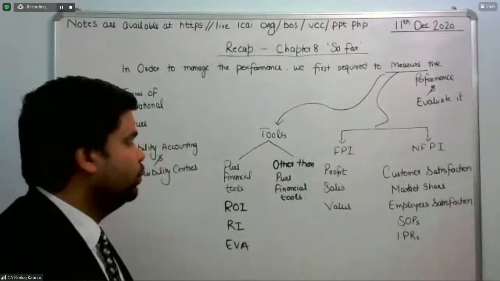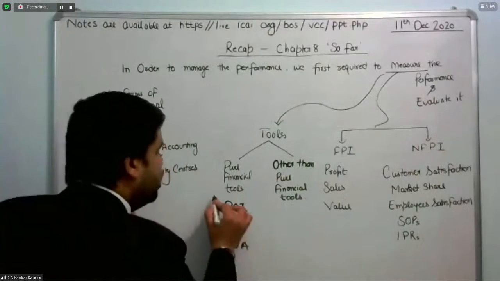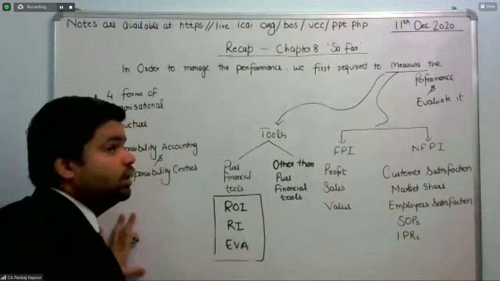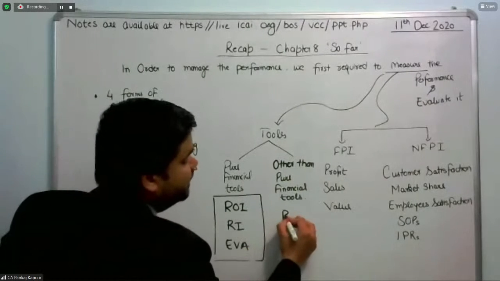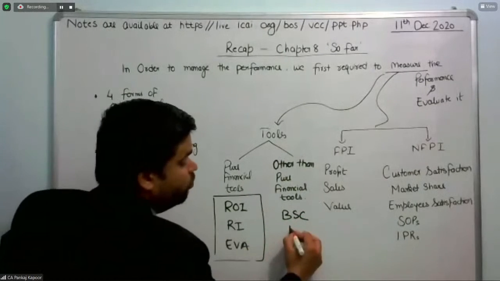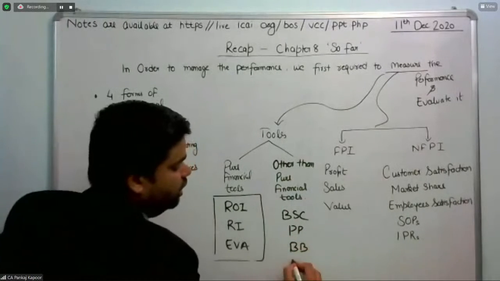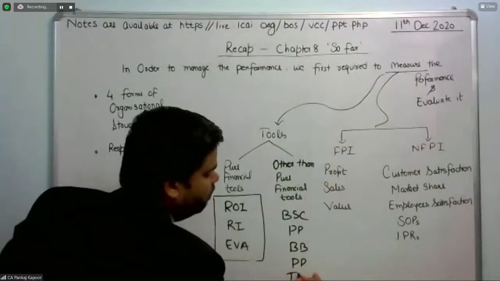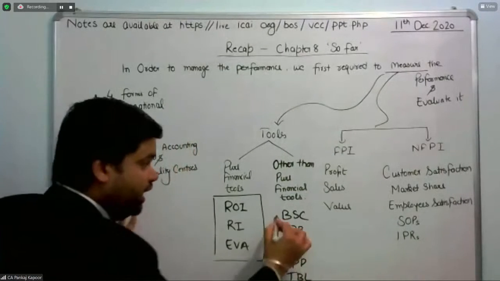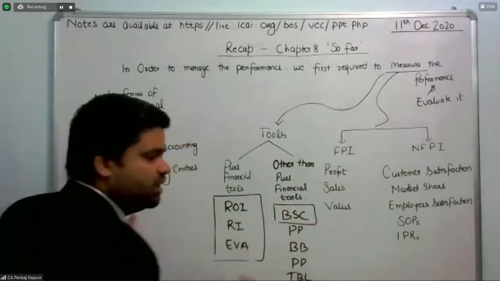Then what you need to do? Rather than using these tools, you must use either the balanced scorecard, the performance pyramid, the building block, the performance prism, or the triple bottom line. We already covered the balanced scorecard in the previous class.